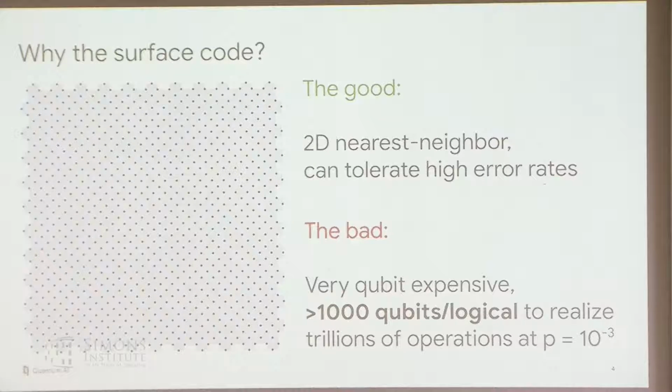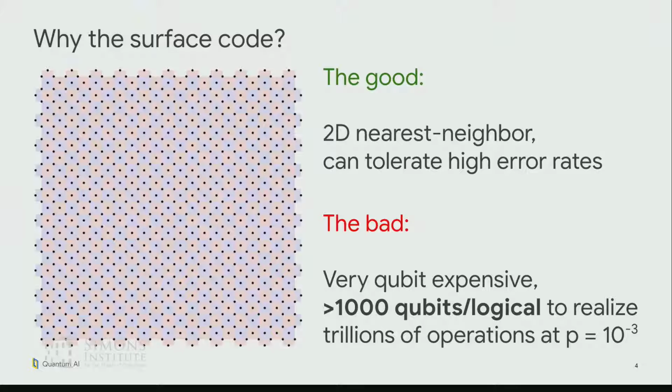The bad, as you've seen, is that it's very, very qubit expensive. So for the fault-tolerant algorithms that we think we need to run in order to see a quantum advantage, it might require trillions of operations. And to successfully implement trillions of operations at a physical error rate of about 10 to the minus 3, which is where we think we can comfortably get to, it's going to require more than 1,000 qubits per logical qubit in order to build these surface codes with low enough error rates. That's very expensive, right? This is a distance 22 surface code on the left. It's coming up on 1,000 qubits. If every one of your logical qubits looks like that, it's going to be tough.